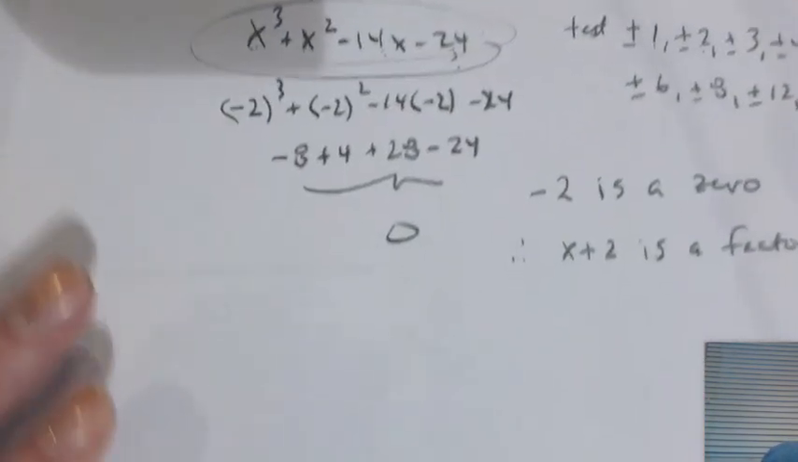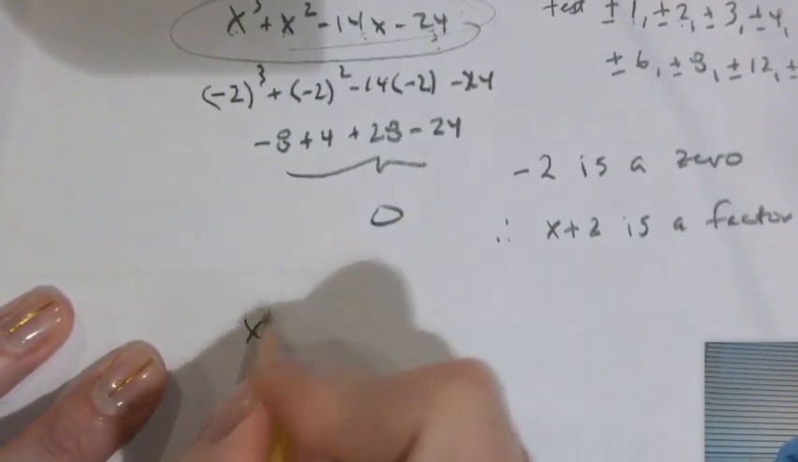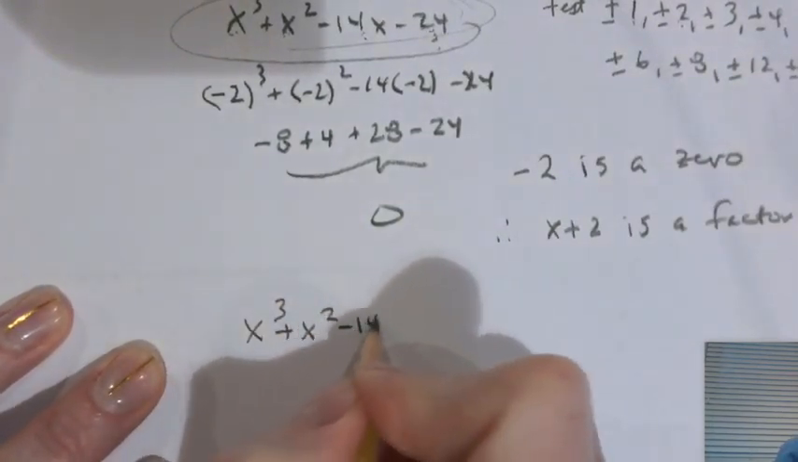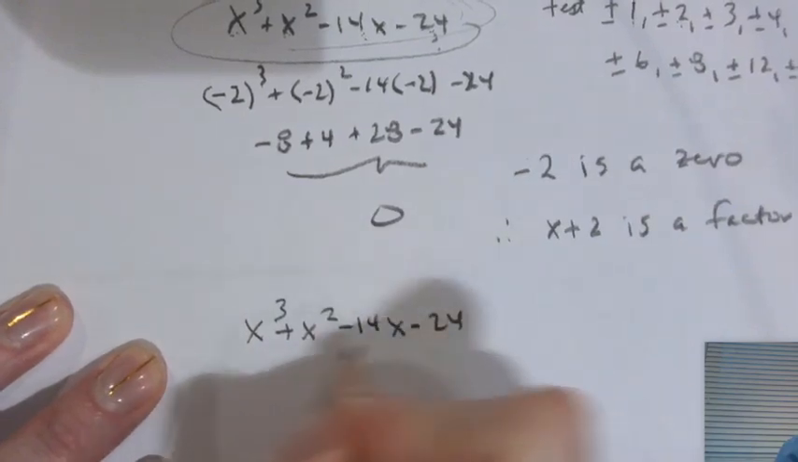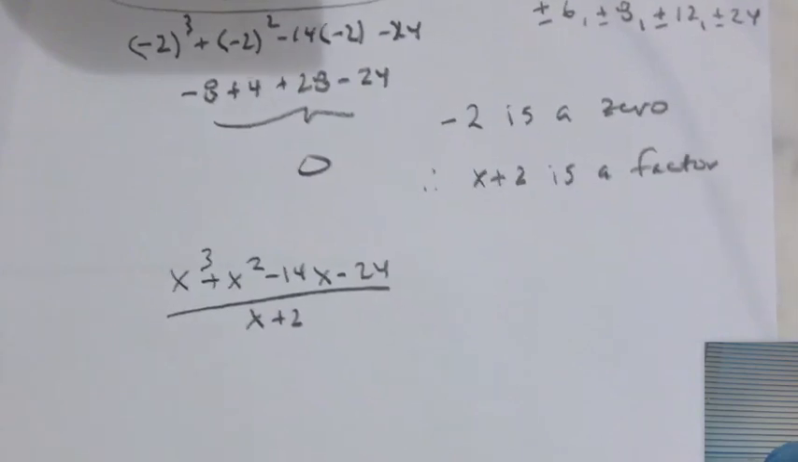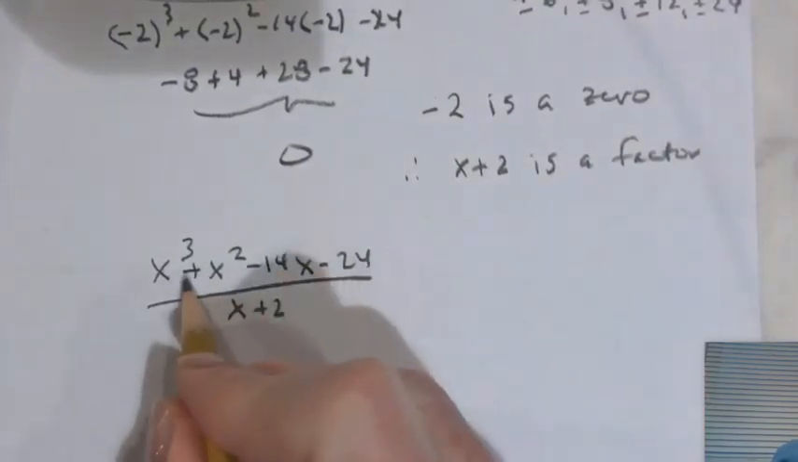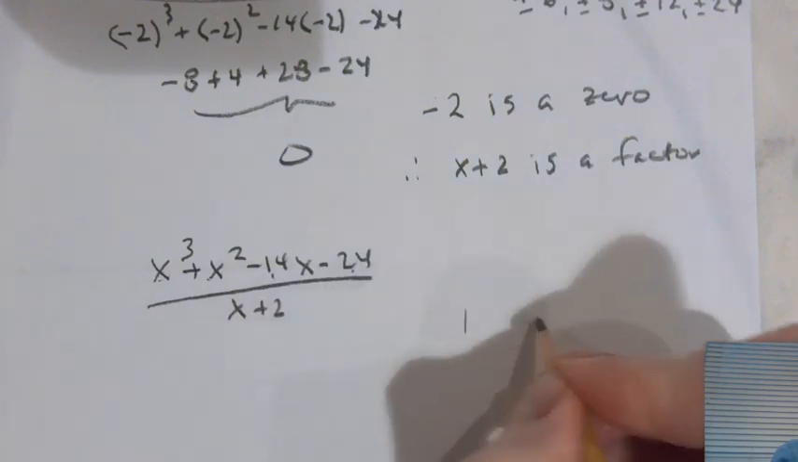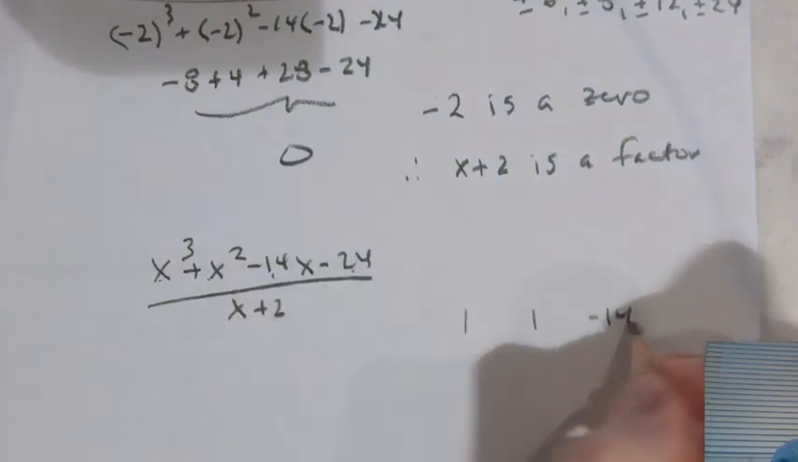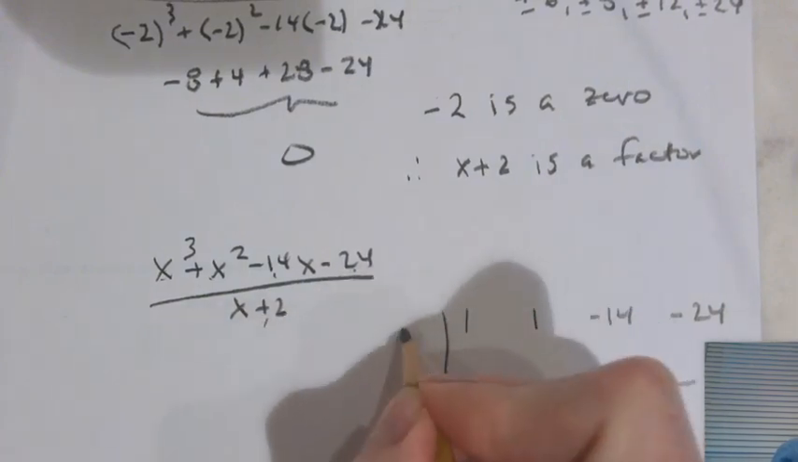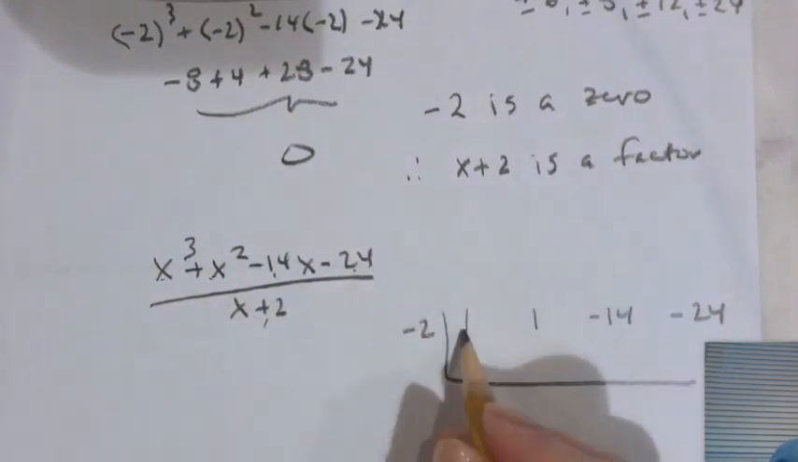Okay, so what we're going to do is take this thing, x cubed plus x squared minus 14x minus 24, and divide by x plus 2. Just a reminder how to do that with synthetic division. We take the coefficients 1, 1, negative 14, negative 24. And we're dividing by x plus 2, so we put a negative 2 up here, bring down the 1.